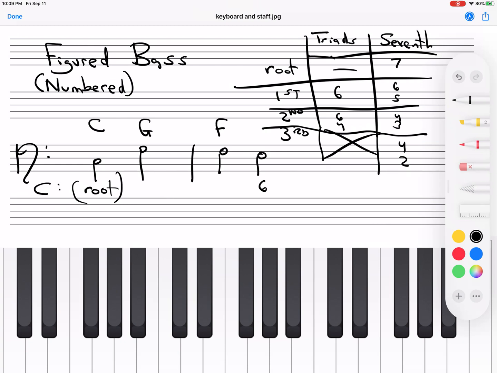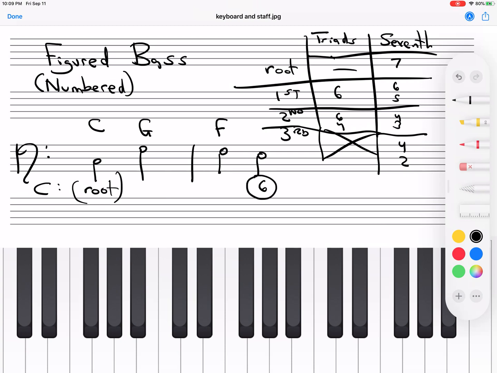An unlikely chord progression, but in any case, that is a possibility.